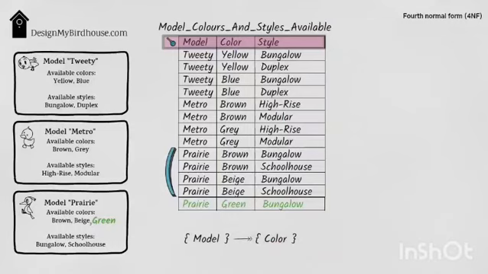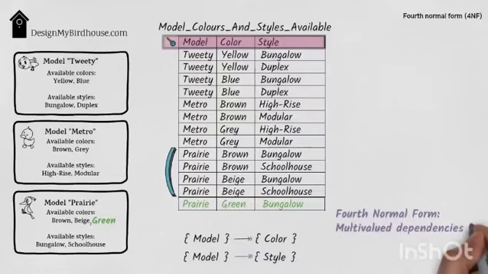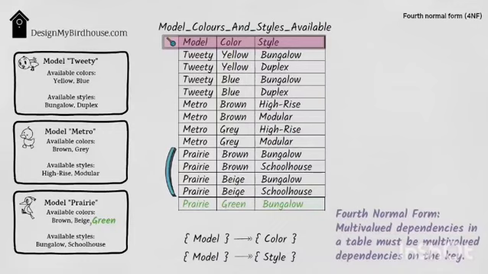And it's equally true that each model has a specific set of available styles. What fourth normal form says is that the only kinds of multi-value dependency we're allowed to have in a table are multi-value dependencies on the key. Model is not the key, so the table Model Colors and Styles Available is not in fourth normal form.